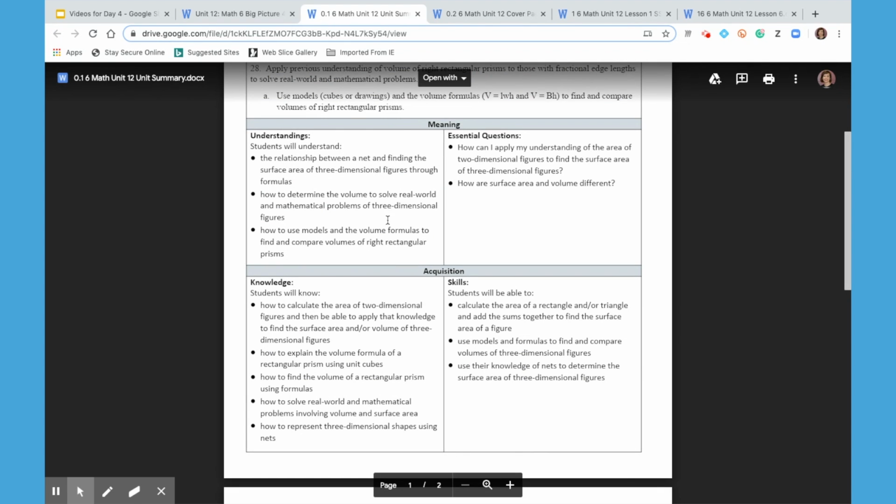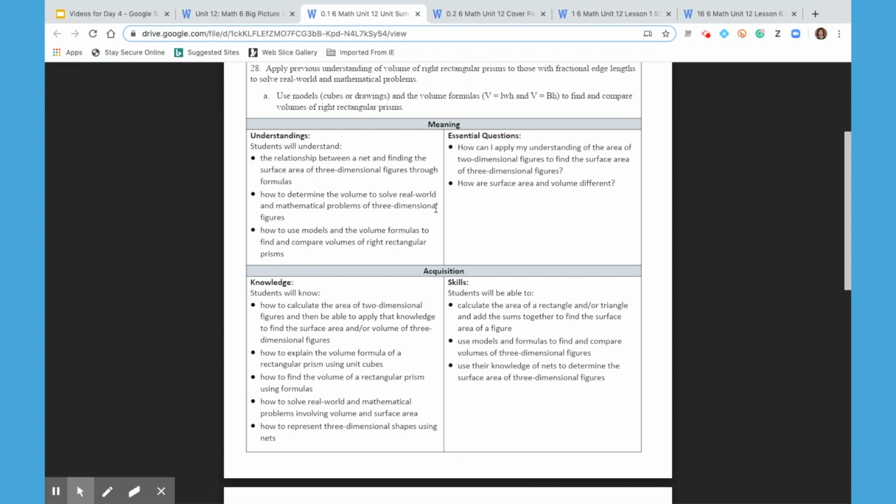What students will be understanding, the knowledge, the essential questions, and the skills. I want us to look at one of the essential questions that are there. How are surface area and volume different? Those two areas are important. They've had volume in 5th grade. However, surface area is completely new for 6th graders. So truly understanding what it is and the concept will help them instead of just memorizing formulas.